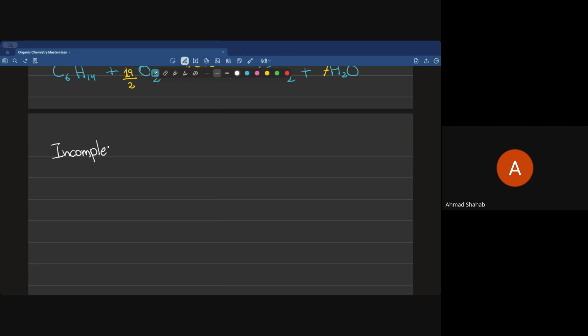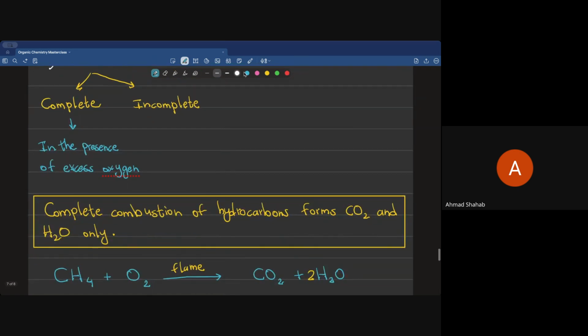We have incomplete combustion. In complete combustion, we had an excess supply of oxygen so that we ensure the combustion is complete. Whatever hydrocarbon we are combusting, we make sure that compound has combusted completely. But in the case of an incomplete combustion, we have a limited amount of oxygen.